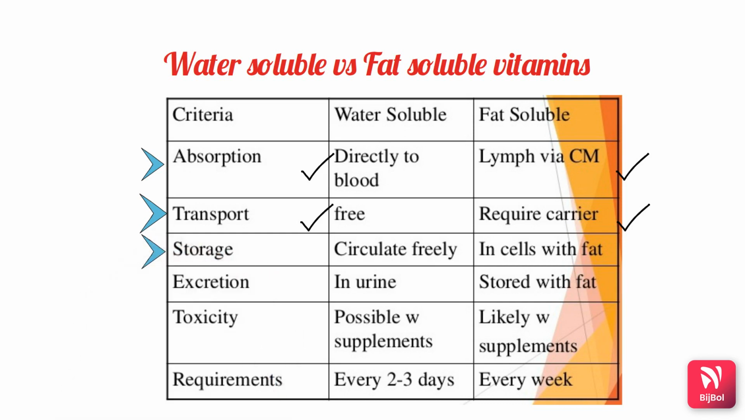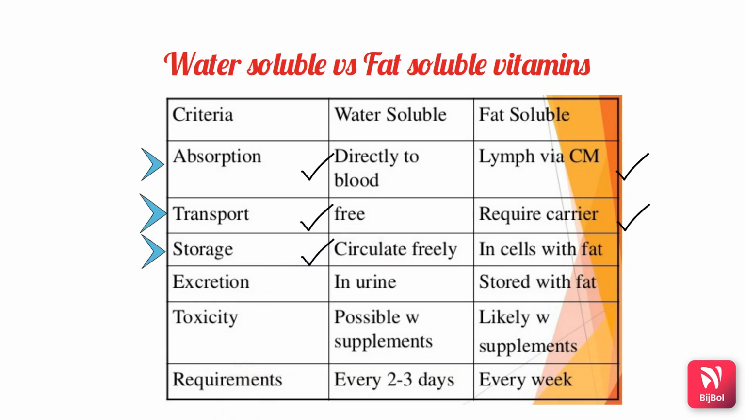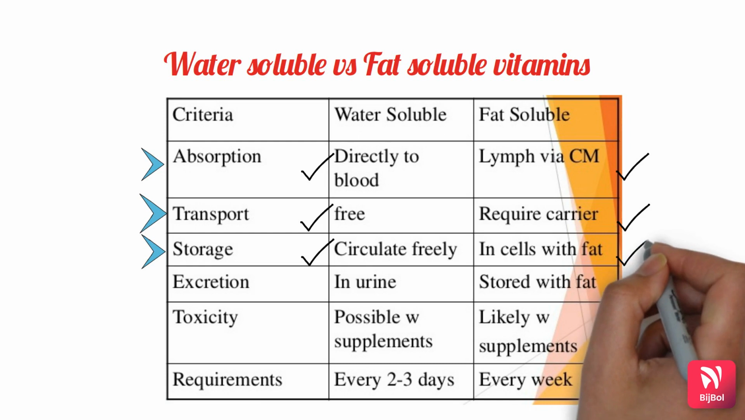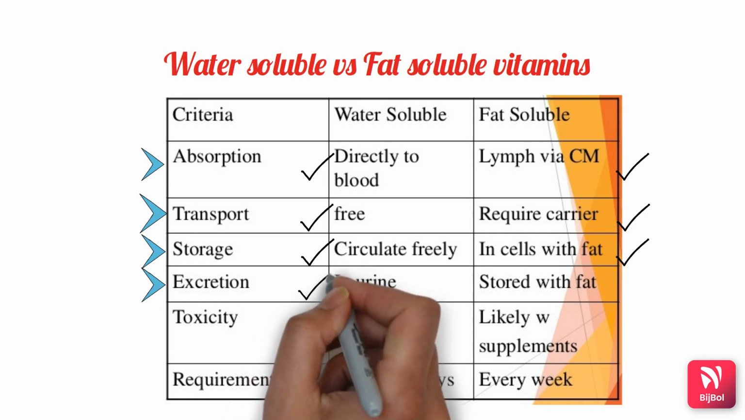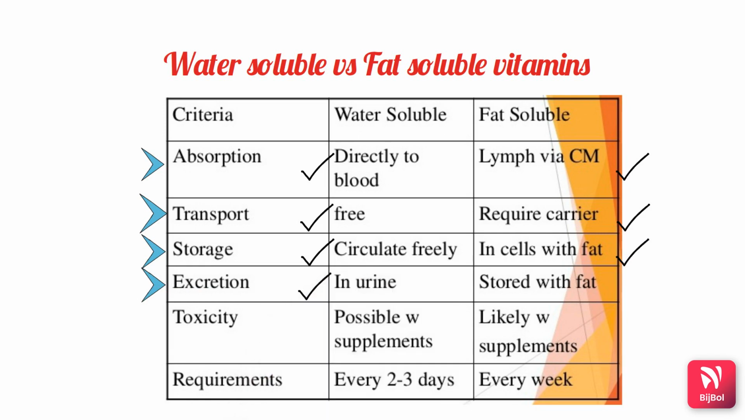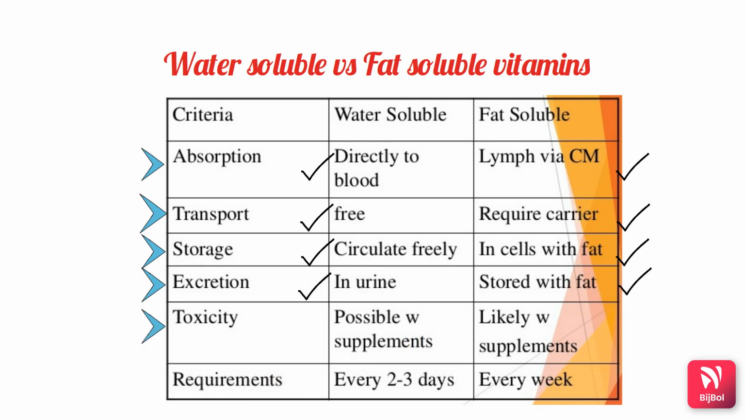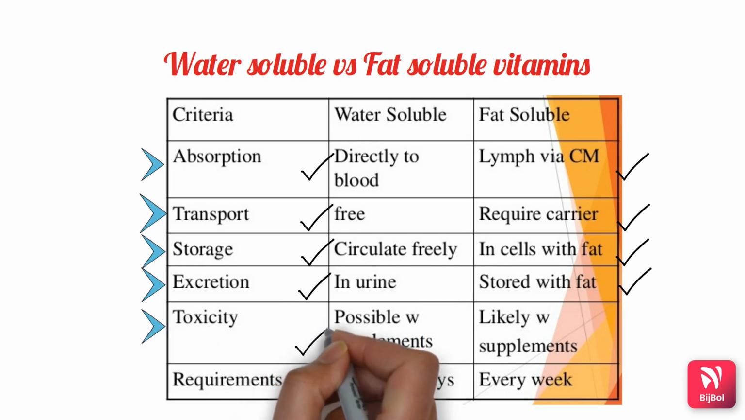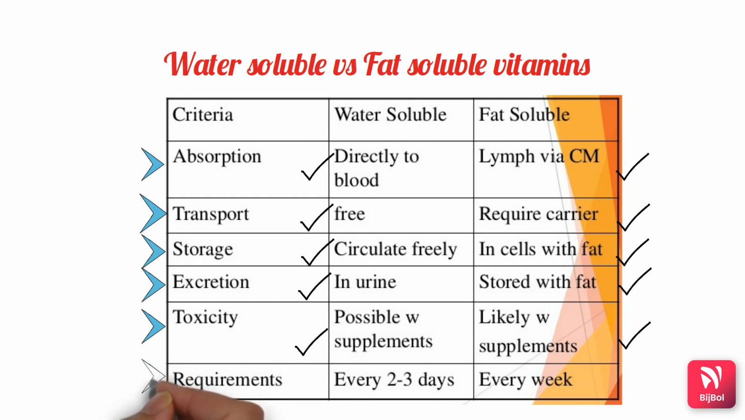Coming to the next criterion, that is storage. Water-soluble vitamins circulate freely, whereas fat-soluble vitamins are stored in the cells of the fat. Coming to the next criterion, that is excretion. Water-soluble vitamins are excreted in urine, whereas fat-soluble vitamins are stored with the fat. Coming to the next criterion, that is toxicity. Toxicity is seen with both the water-soluble vitamins as well as the fat-soluble vitamins. So toxicity is possible in both of these vitamins if they are used in excess.